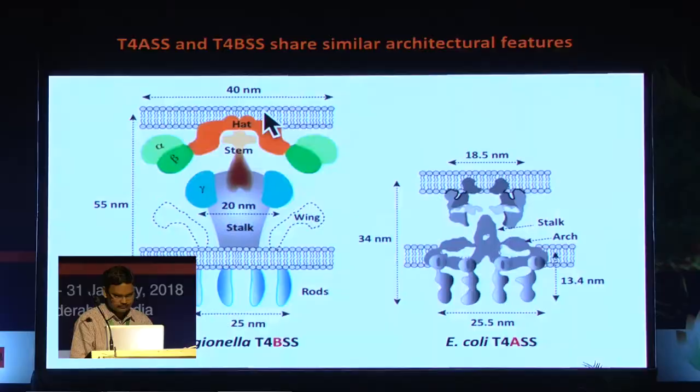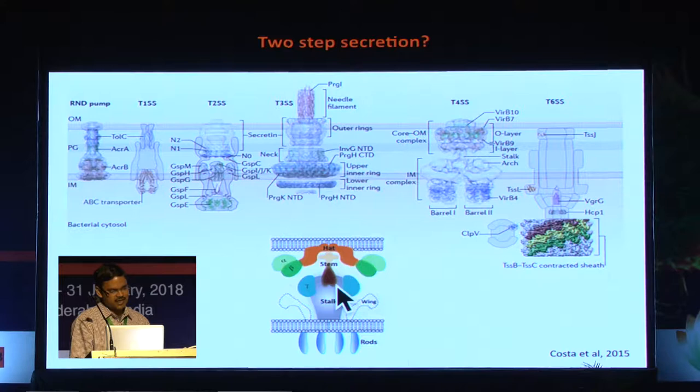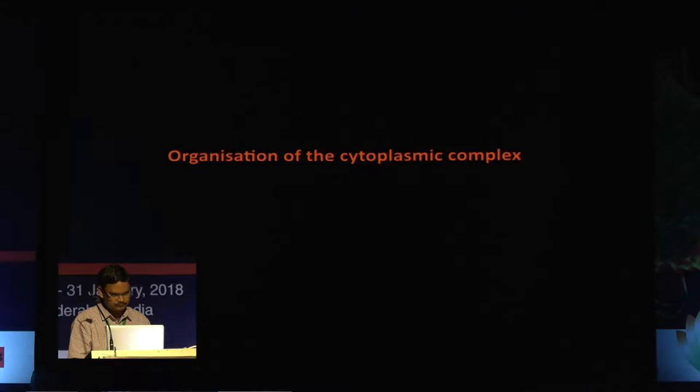As I said, for the type 4 secretion system, we don't really see any sort of channel going from the inner membrane all the way to the outer membrane, so it could mean that the type 4 secretion system secretes in two steps. So things might get transferred to the periplasm, and then they will be secreted through the core complex. And there's some evidence from genetic and biochemical studies, so we think that the structure is also supporting the same.